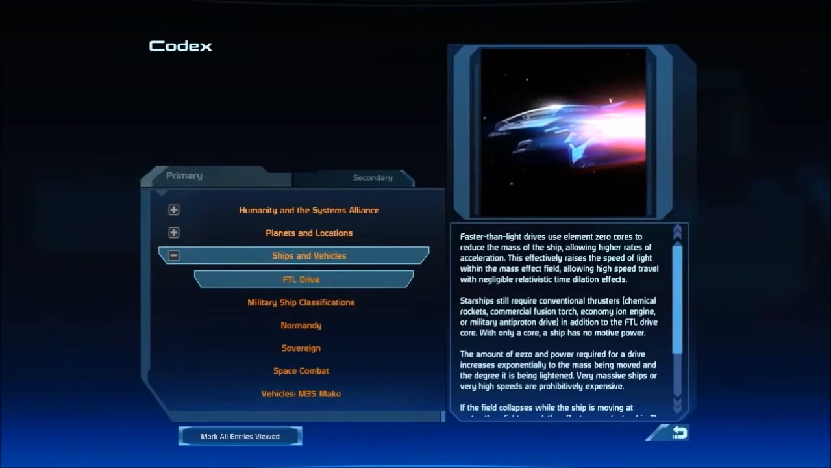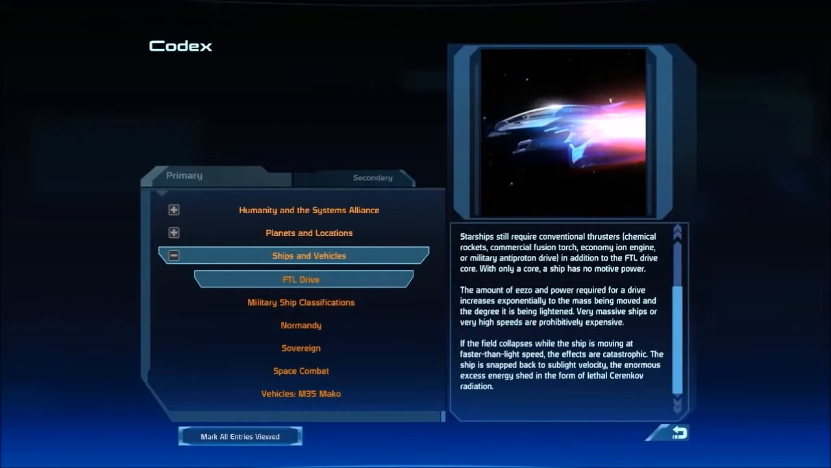The amount of EZO and power required for a drive increases exponentially to the mass being moved and the degree it is being lightened. Very massive ships or very high speeds are prohibitively expensive. If the field collapses while the ship is moving at faster than light speed, the effects are catastrophic. The ship is snapped back to sublight velocity, the enormous excess energy shed in the form of lethal Cherenkov radiation.